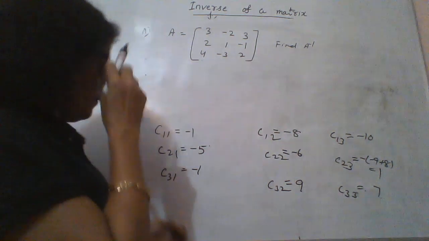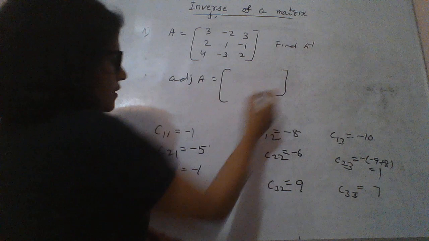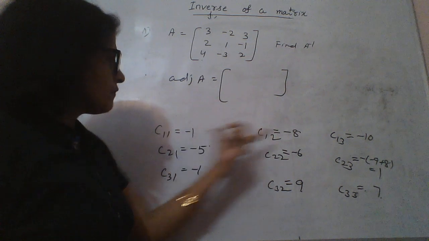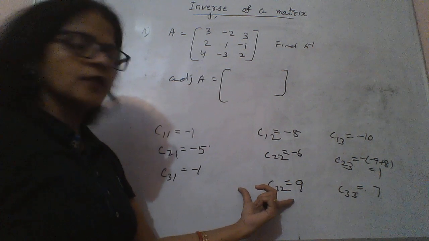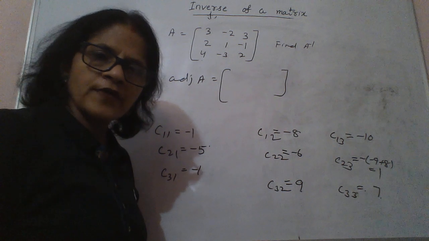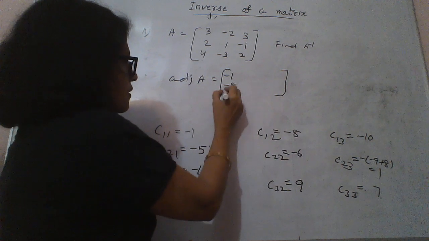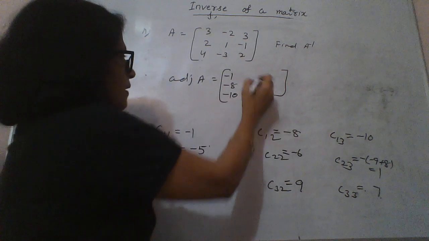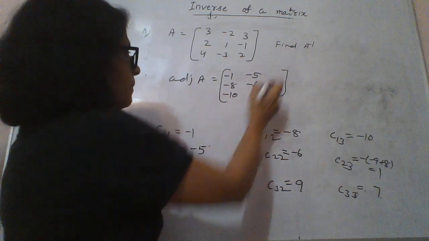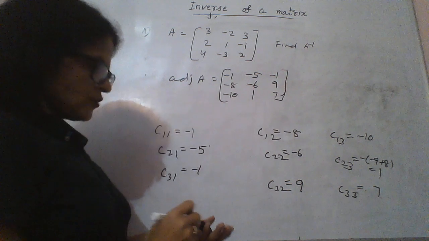Now the adjoint of this is, so if I take adjoint of A, as I have written in a systematic way, I can save a little bit of time here. See, first row, second row and third row I have written like this. And as you know, adjoint of any matrix is the transpose of its cofactor matrix. So what I can do here, minus 1, minus 8, minus 10 in the first column, minus 5, minus 6, 1 in the second column, minus 1, 9 and 7. Okay, this is your adjoint of A.